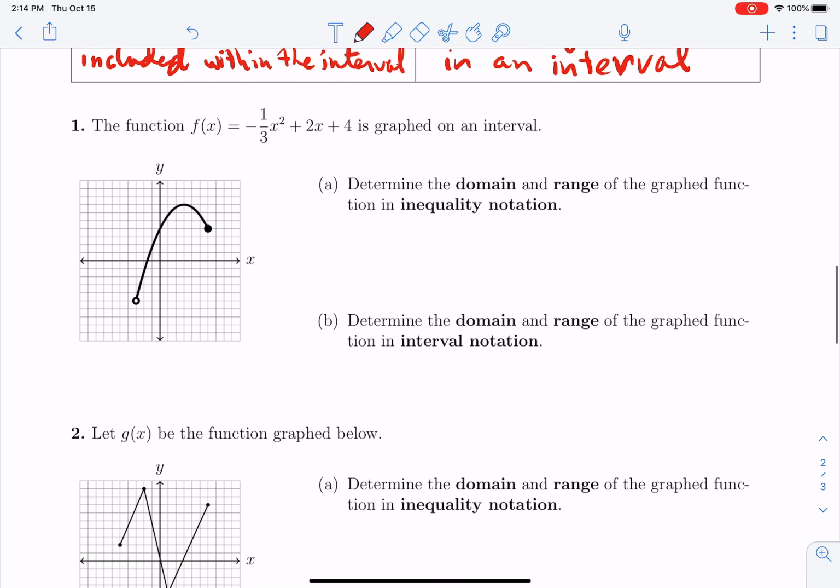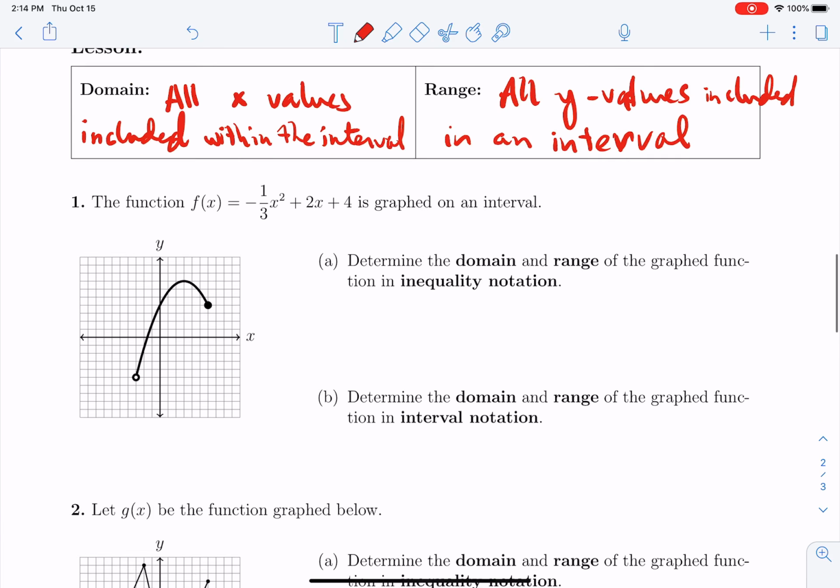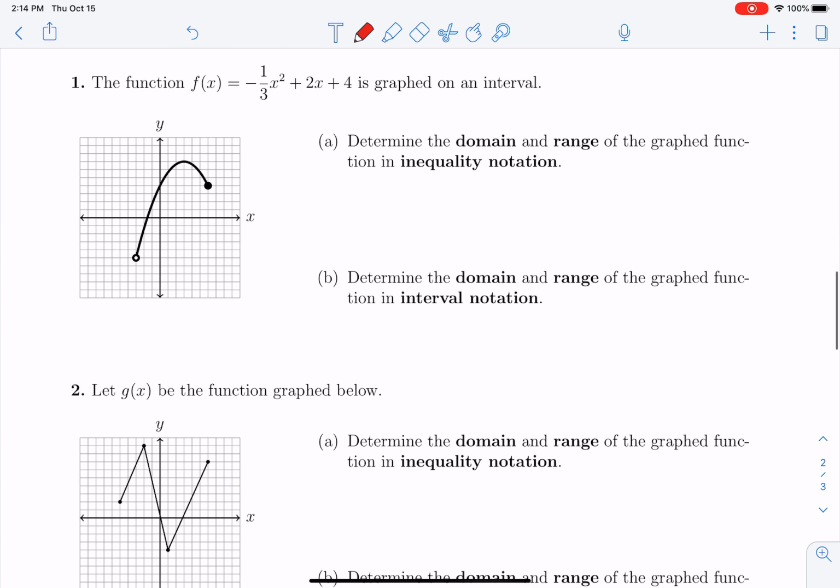Okay, so we have this function here. So that's the definition for you to write down. We have the function f of x equals -1/3 x squared plus 2x plus 4, and it's graphed for us on a specific interval. We're asked to determine both the domain and the range and write it in inequality notation. So remember, the domain is going to be all the x values. The range is going to be all the y values.